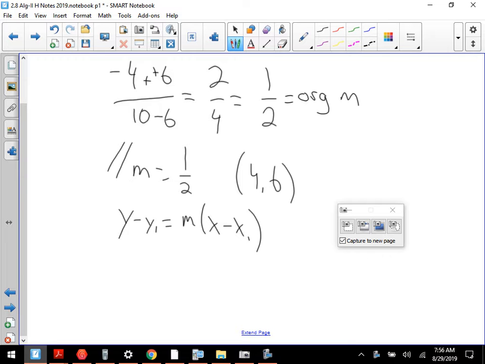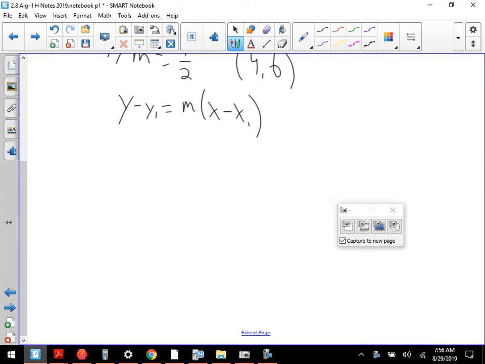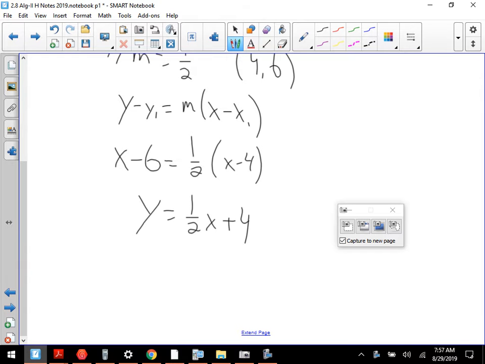Substitute in x minus 6, 1/2, x minus 4. Combine your like terms, we have 1/2 x minus 2, add the 6, we get plus 4. Oh, sorry, that should be a y here. Sorry about that. I think you should get plus 4 when you're almost set down. And that would be an equation of a line that's parallel to the 2 points that contains the element.